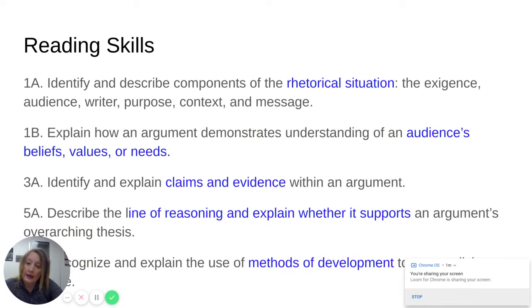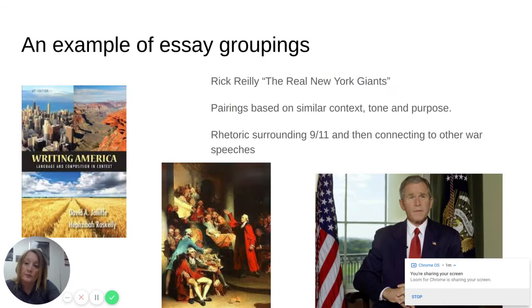You will find that the Canvas site is organized for the most part by skills, especially the first 6 to 8 weeks. So you're going to look at how an author writes for a particular audience. How does that author show understanding of the audience? How does the author use reasons and detail to support a claim? One way that I like to do this is to group certain types of essays together.